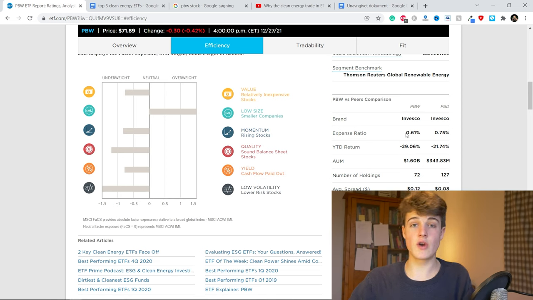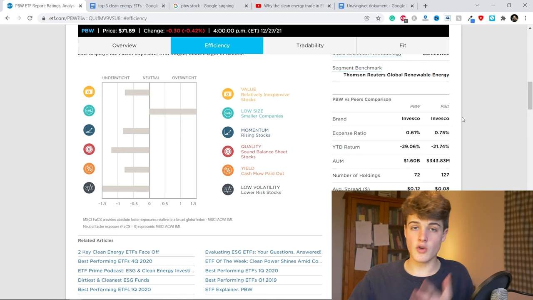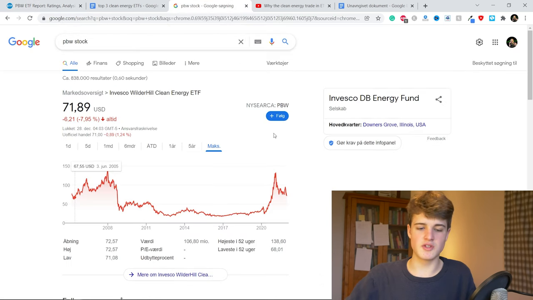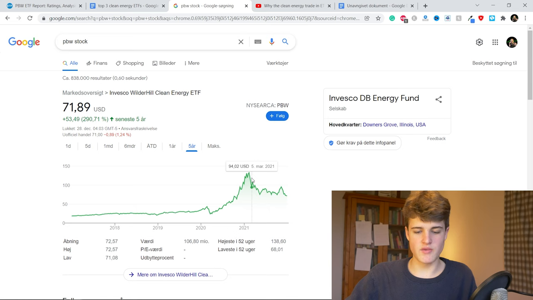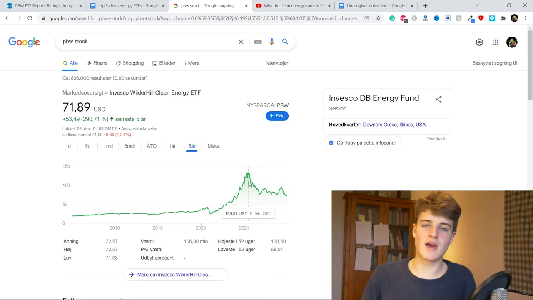Also something very important is the expense ratio. You can see right here, it's 0.61%. That is high, and there's really not any way around it. Invesco's other ETF has an even higher expense ratio. You pay that amount every single year of your investment, and that can cut into your returns, especially as the stock price has been going down recently. If you buy right now and the ETF doesn't really go up, then that expense ratio can cut into your maybe small percentage gain.